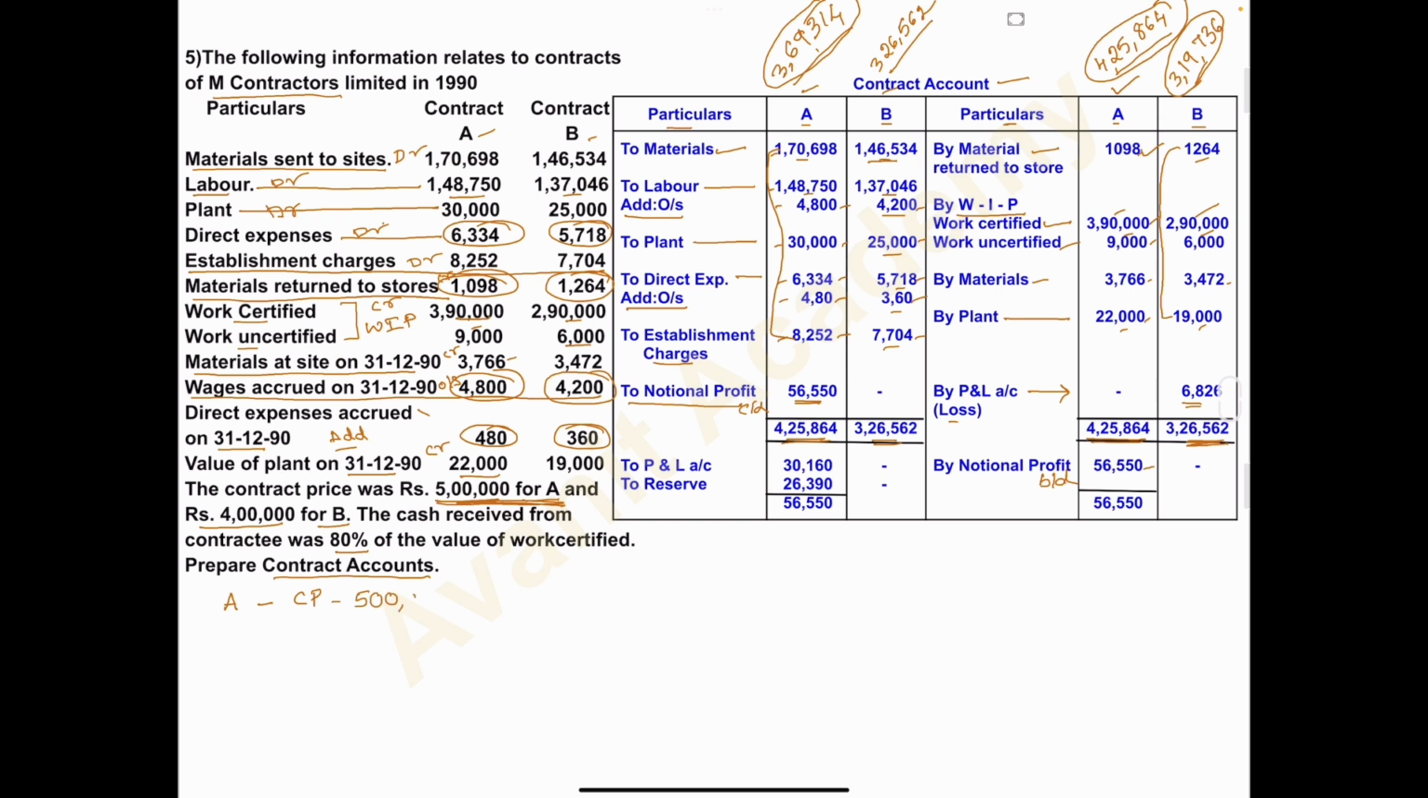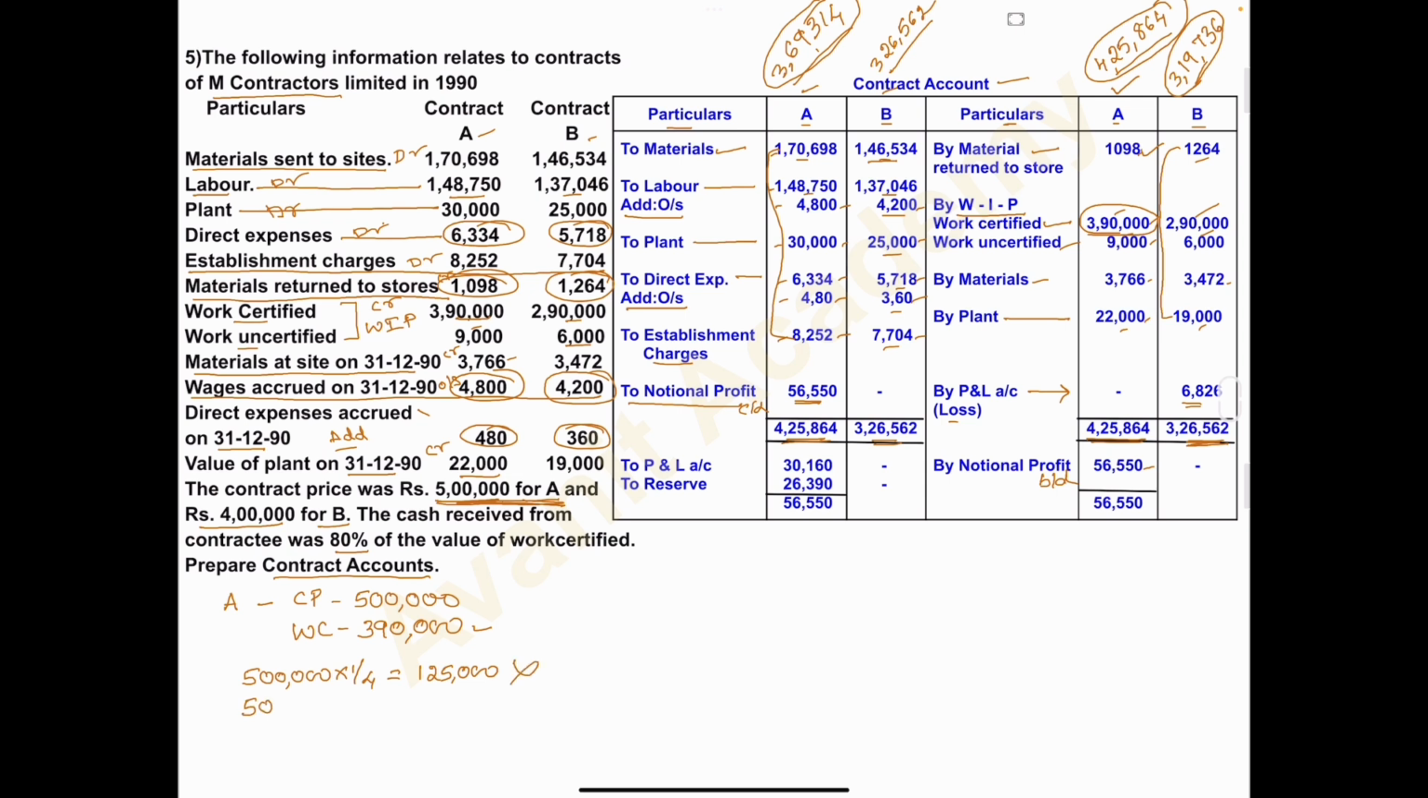So the contract price of contract A is 5 lakh, correct? And the work certified amount of contract A is, see the A column, 3 lakh 90,000. So now we have to see. First calculate one-fourth of the contract price, 5 lakh into one-fourth. How much will you get? 1 lakh 25,000. So the work certified amount is not less than one-fourth of the contract price. So this condition will not apply here.